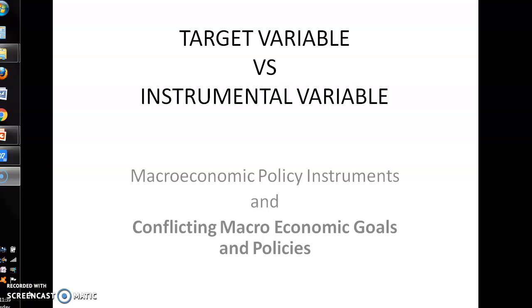We can discuss the difference between target variables and instrumental variables in macroeconomic policy, what the macroeconomic policy instruments are that are used to achieve the desired objectives, and what the different types of conflict are that arise in public policy making.